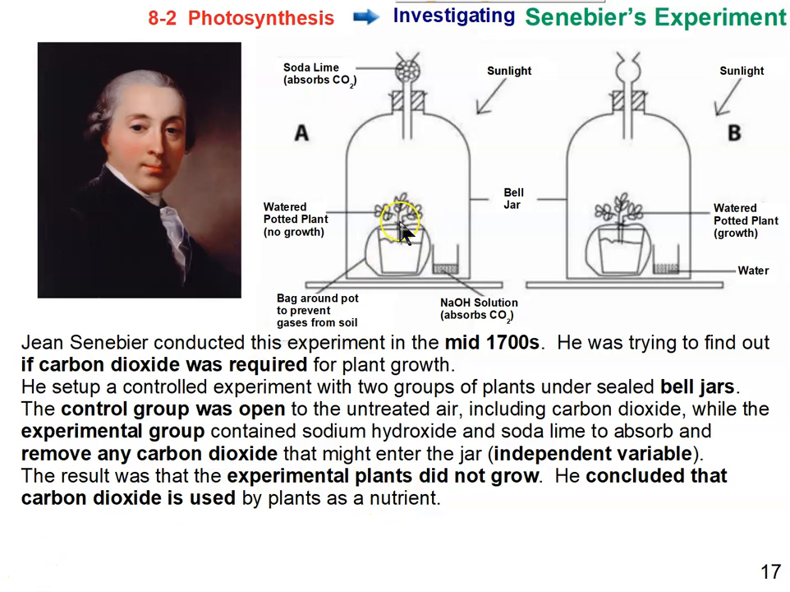And by the way, he surrounded the pot with a plastic bag, or not plastic, because plastic wasn't around at that time, but with a bag to prevent the gases from the soil, because there is bacteria in the soil that will produce carbon dioxide, and that could have given some carbon dioxide to the plant. So he took every measure to make sure that the experimental group had no carbon dioxide.